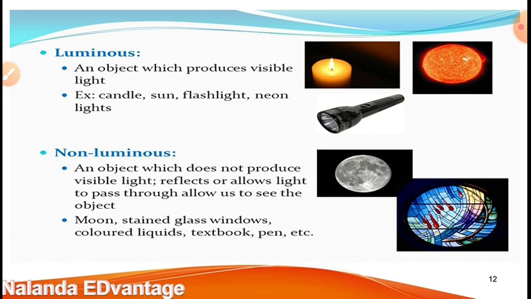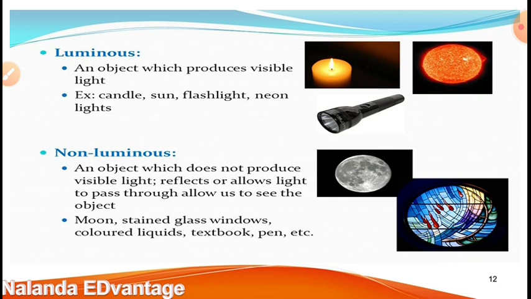Our next topic suggests that objects can be classified on the basis of emitting light. Such objects are known as luminous and non-luminous objects. Basically, an object which produces visible light is known as a luminous object. For example, candle, sun, flashlights or torch, neon lights, all these are objects which produce their own light. These are known as luminous objects.